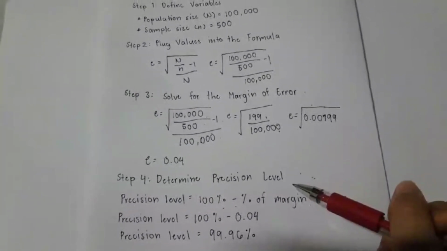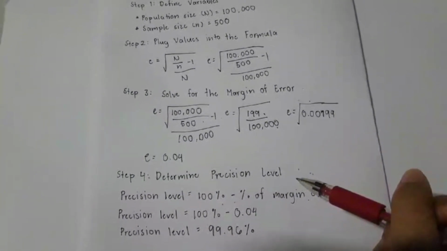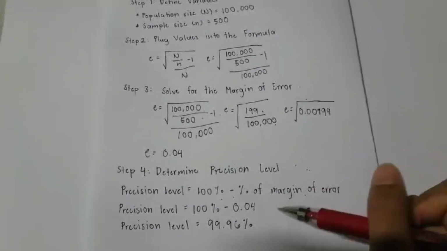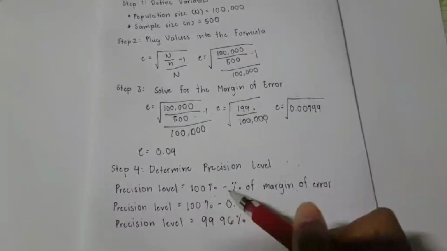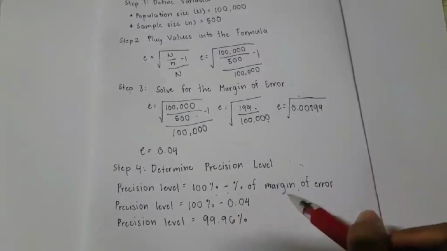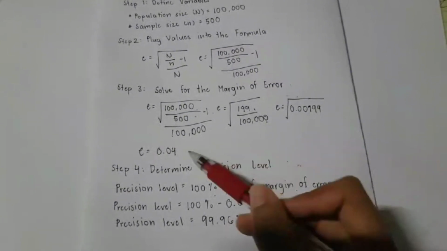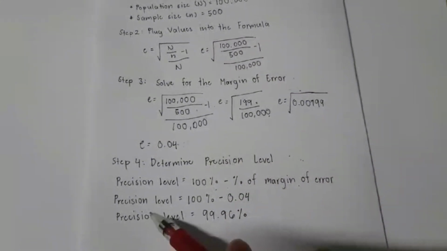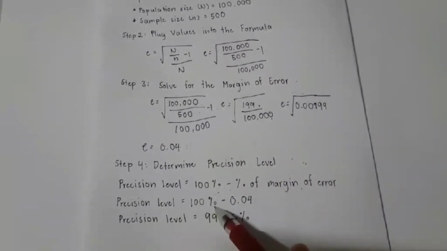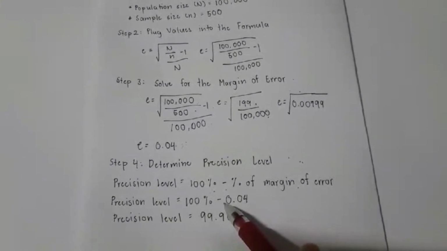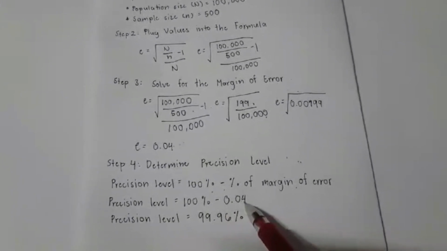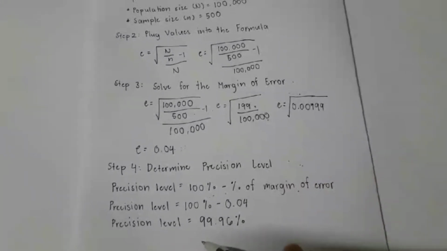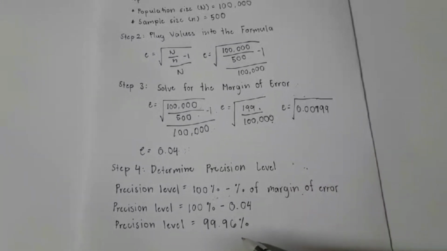Step 4. Determine precision level. The precision level is equal to 100% subtracted by the margin of error. Ito, margin of error po ito. Precision level is equal to 100% subtracted by the 0.04 is equal to 99.96%.